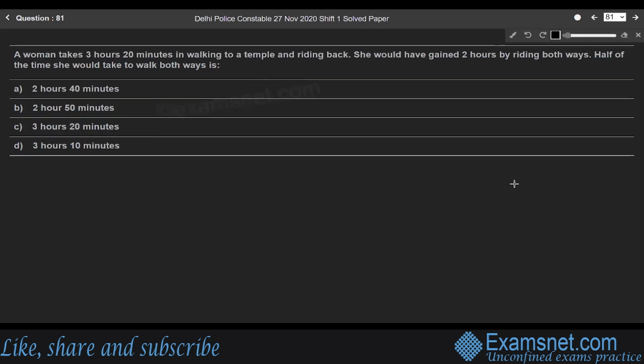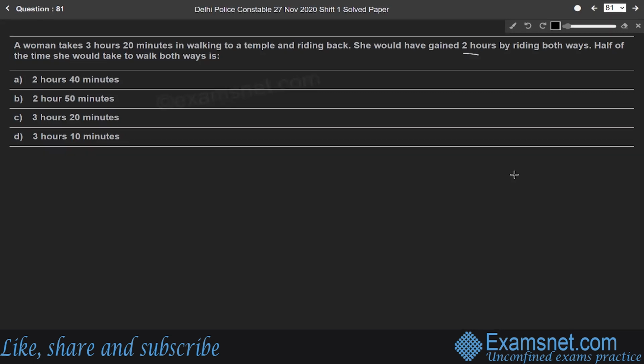Question 81. A woman takes 3 hours 20 minutes in walking to a temple and riding back. She would have gained 2 hours by riding both ways. So half of the time she would take to walk both ways is given here. So the woman takes 3 hours 20 minutes in 2 ways.